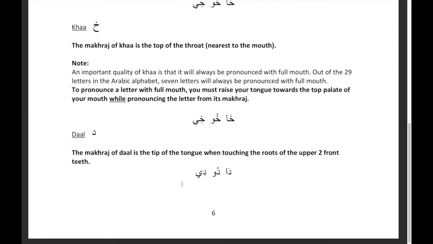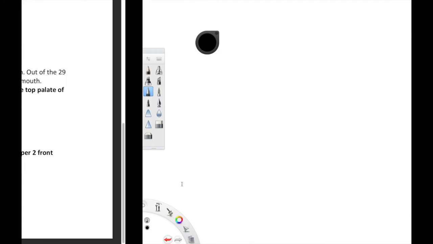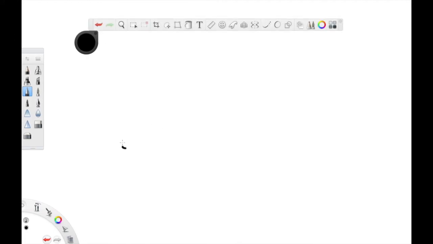Next is dal. The makhraj of dal is the tip of the tongue when touching the roots of the upper two front teeth, which is grouped with ta, because it's the tip of the tongue when touching the roots of the upper two front teeth. So the same thing I mentioned earlier, this is your tongue, this is your tip.